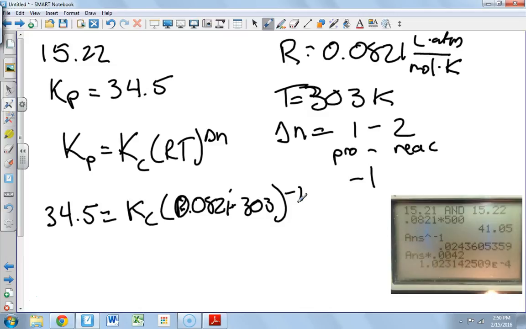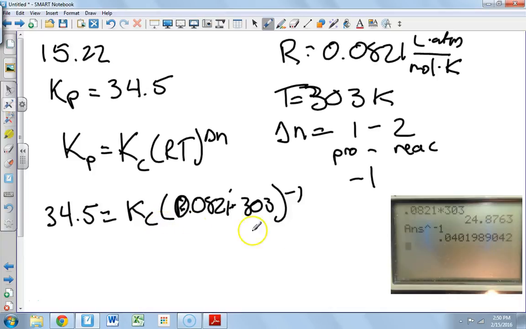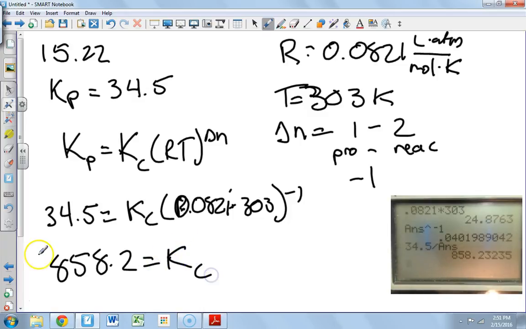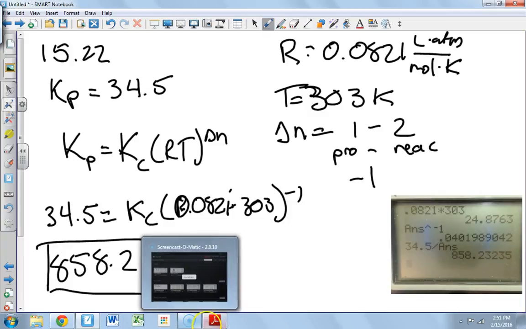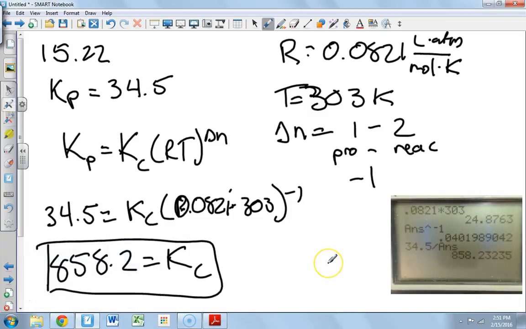Oh boy, okay. Now we have to do the math here. We do 0.0821 times 303, raised to the negative 1 power, and to solve for Kc, we divide by this. So we do 34.5 divided by all of that, and we get 858.2 equals Kc. That's a pretty big Kc. So there it is, how to do conversions between Kp and Kc. Hope this helps out. Hope you get the right answer.